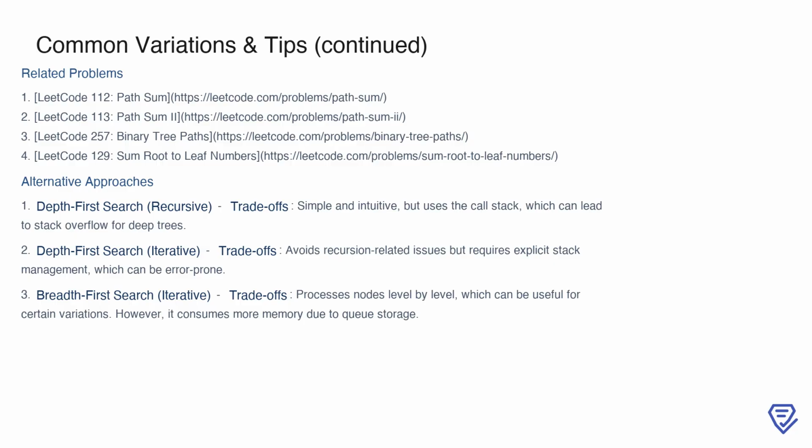When it comes to solving Sum Root to Leaf Numbers specifically, there are several approaches you can take. Using depth-first search recursively is often the simplest and most intuitive method, but it does rely on the call stack, which could lead to stack overflow for very deep trees. Alternatively, iterative DFS avoids recursion-related issues by using an explicit stack, though managing this stack can be error-prone. Breadth-first search is another option. It processes nodes level by level and can be particularly useful for variations of the problem, but it tends to consume more memory because of the queue required to store nodes.